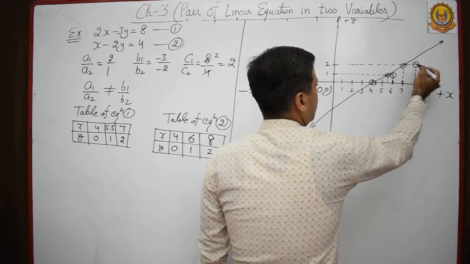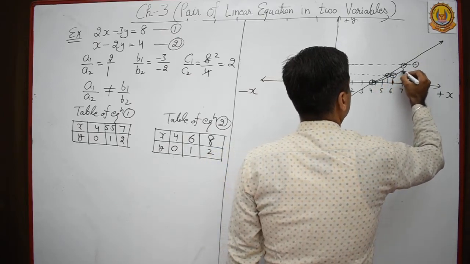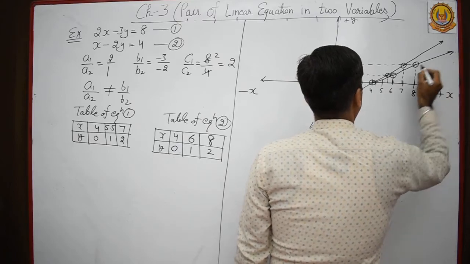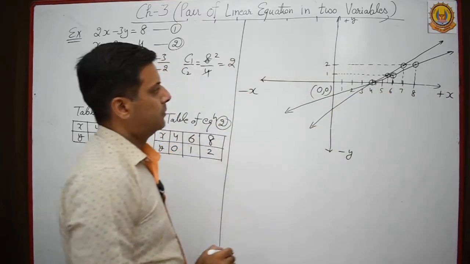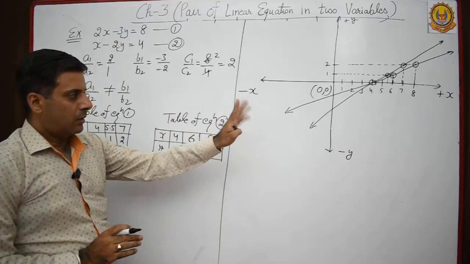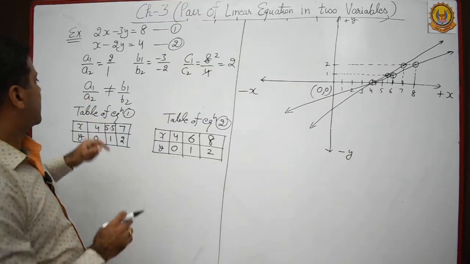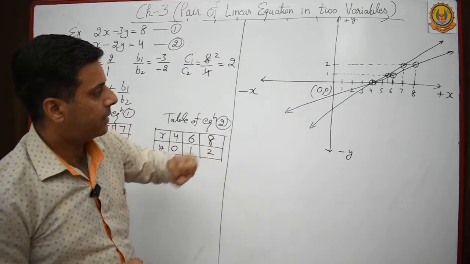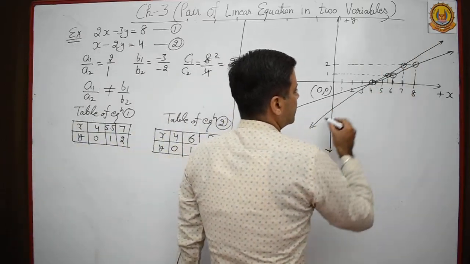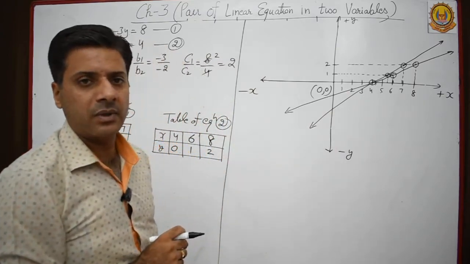So now join these 3 points together like this. This is also a straight line, so it means I am right. Look here: I have drawn the graph of these two equations, and I have checked this is a unique solution. It means they will intersect at one point. These two lines intersect at this point, and this is called the solution of the given equations.